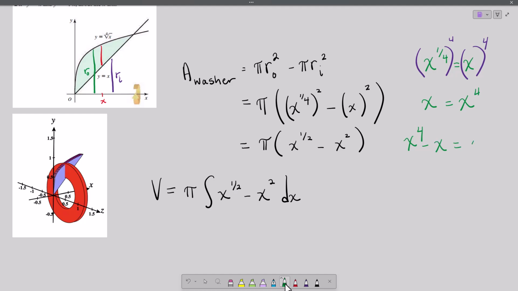So we can subtract the x over, we can factor out the x. And this tells us by the zero product rule that we only have 2 solutions. Those curves can only intersect when x is 0 or x cubed is equal to 1. X cubed is only equal to 1 when x is 1. So those will be the limits of integration.